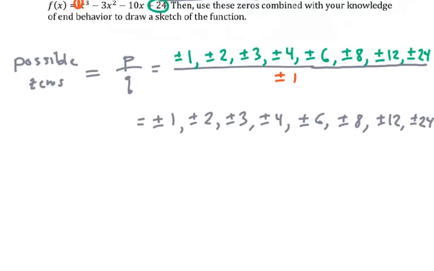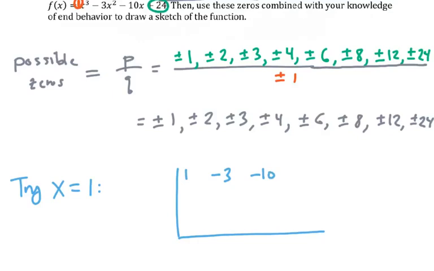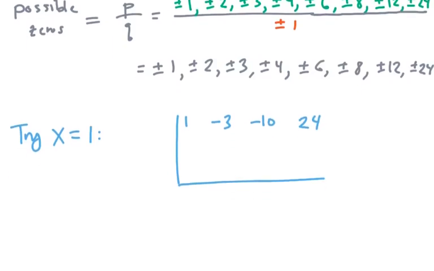So for the synthetic division, I'm just going to start trying some of these zeros. So let's say I try x equals positive 1. I'll just start going in the order of my list. And that means I'm going to put the placeholders coming from the function. So you can still see those are 1, -3, -10, and 24. I'm dividing by x equals 1.